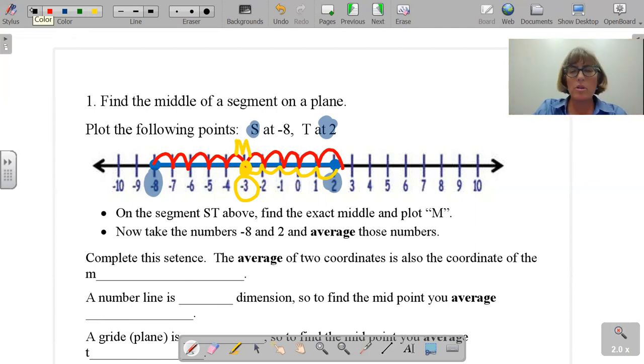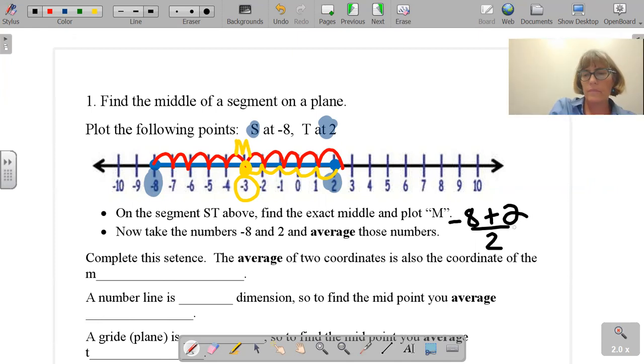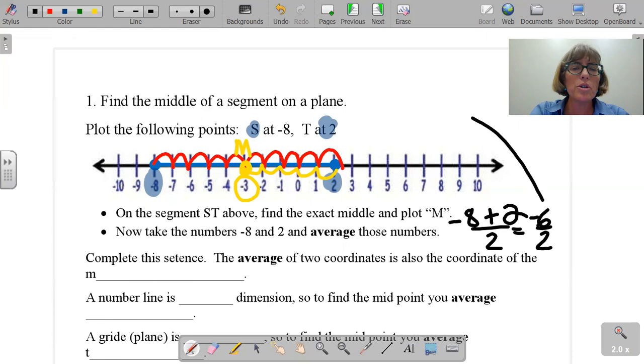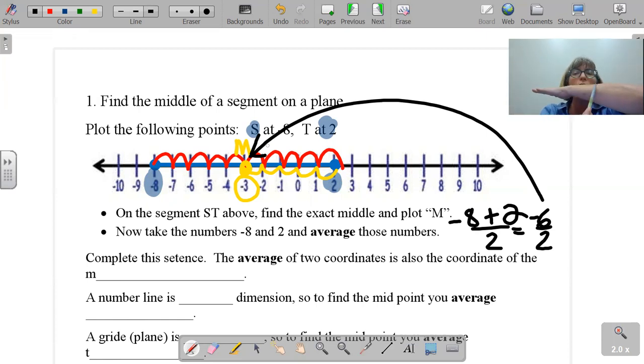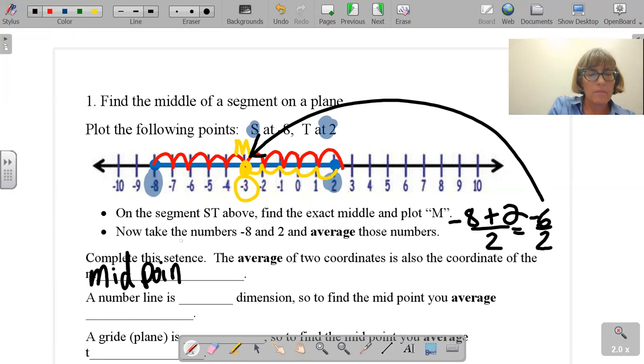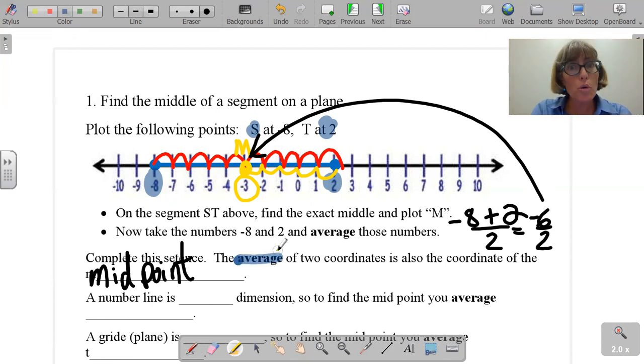Now, I'd like you to take the two numbers, -8 and +2, and average them, which means you're going to add, and in this case, you're dividing by 2 because we only have two numbers. And note, if you average, -6 divided by 2 is -3. So this is a number line, and we just figured out that to find the middle is the average. The middle is the average. The average of the two coordinates is also the coordinate of the midpoint.